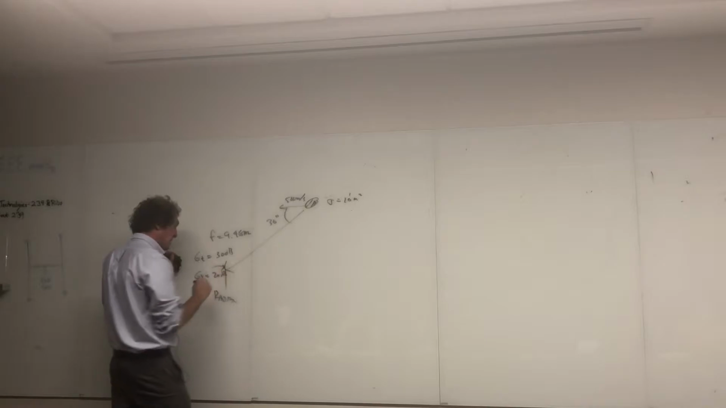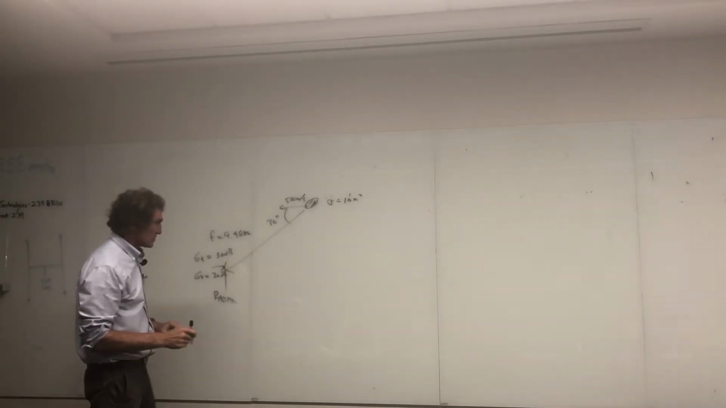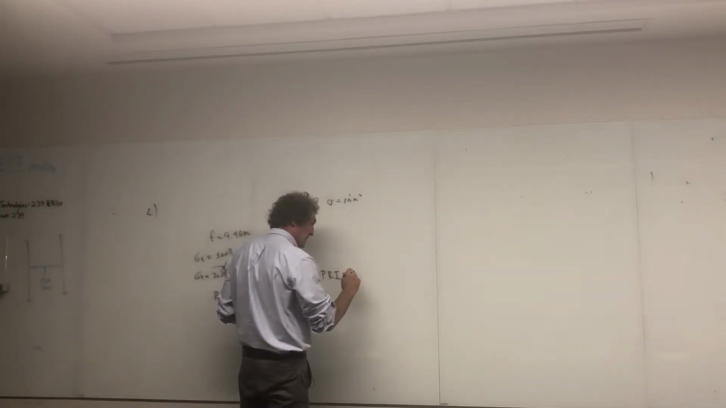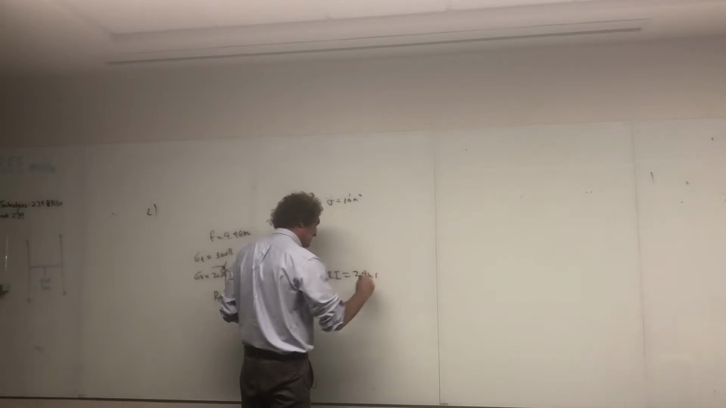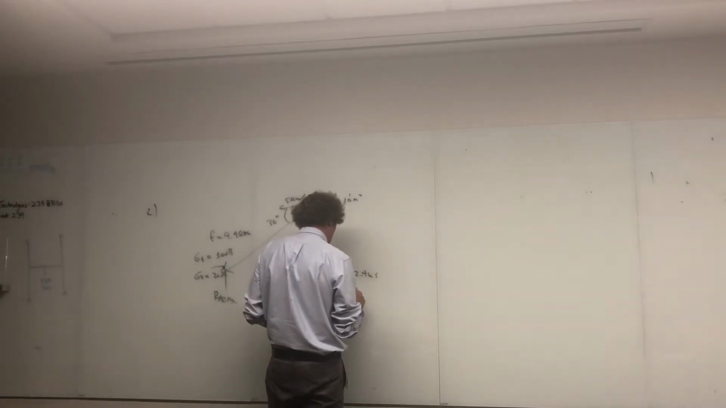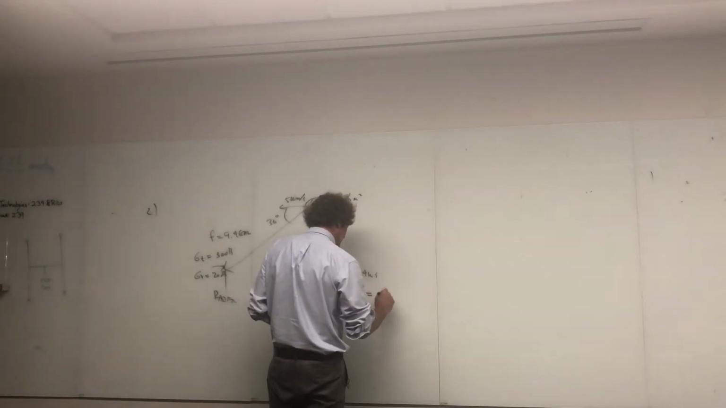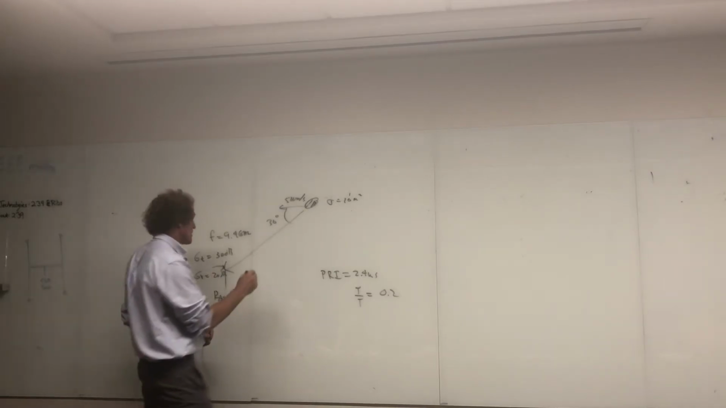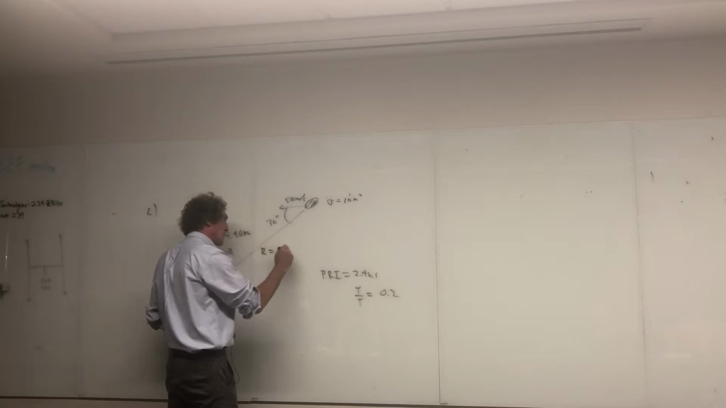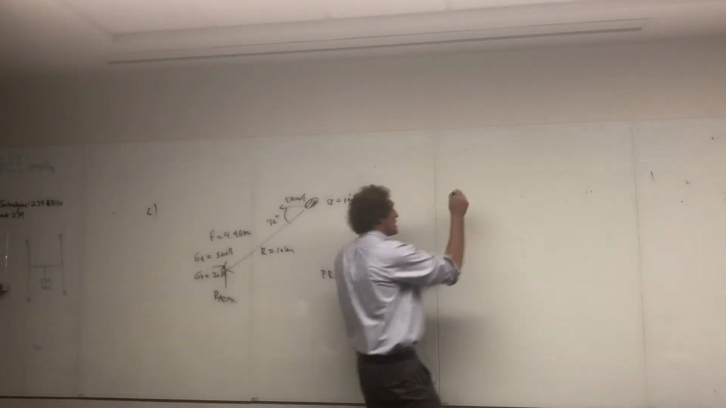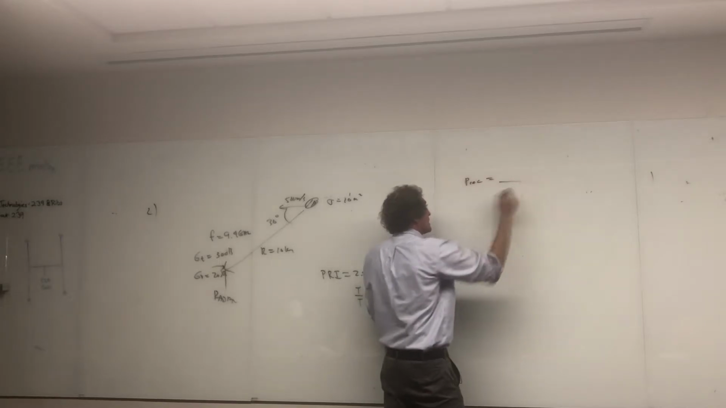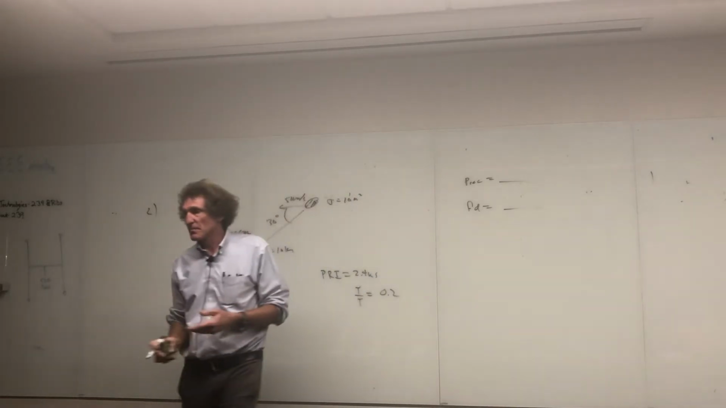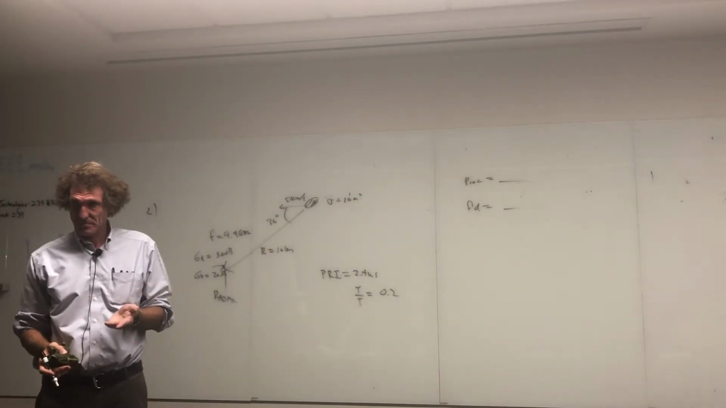It has a PRI equal to 2.4 milliseconds with a 20% duty cycle, that's tau over T equals 0.2. The plane is 10 kilometers away, so R is 10 kilometers. And it wants the power received and the Doppler frequency, P received and f Doppler. All right, this is the one that is just to make sure you can think through it.